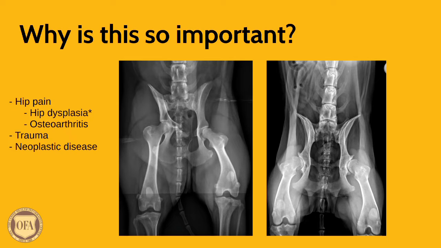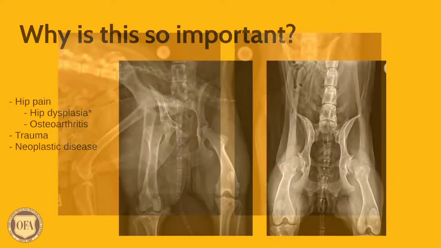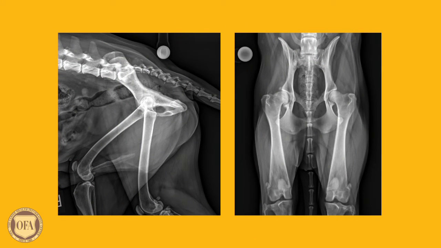Today, the primary focus will be on radiographs intended for hip dysplasia evaluation. However, these positioning tips are applicable to all pelvic radiographs. In general, pelvic radiographs should include a ventrodorsal as well as a lateral projection. However, for evaluation of the hips for screening through the OFA, only a ventrodorsal projection is required. As such, the focus for positioning today will be on the ventrodorsal view.